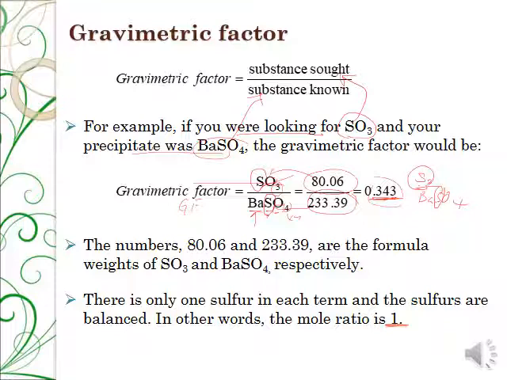So what we do is make it balance. How to make it balance? The bottom part, the denominator, times 2. Because times 2, sulfur becomes 2. So therefore this 233.39 times 2. Then we divide. That's how we do it when we want to find the gravimetric factor value.